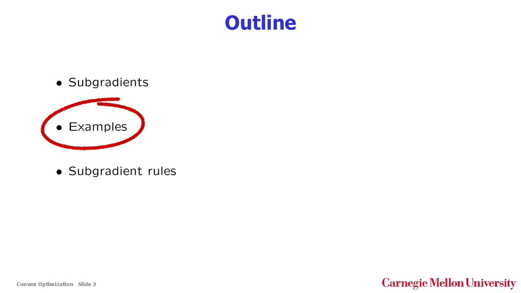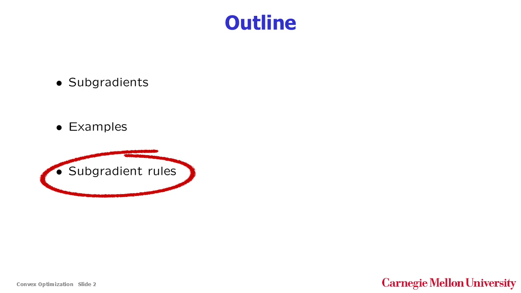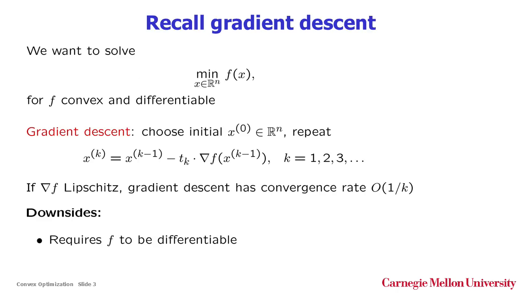Then we will look at some concrete examples. Similarly to how we have calculus rules for the normal gradient, we will discuss some of the calculus rules for the subgradients. Our motivation comes from gradient descent that we discussed during the last lecture.